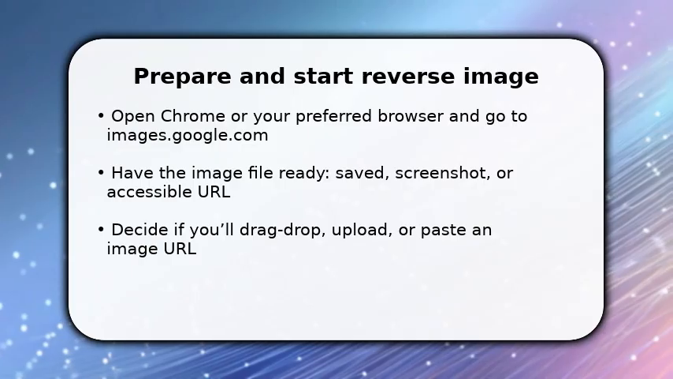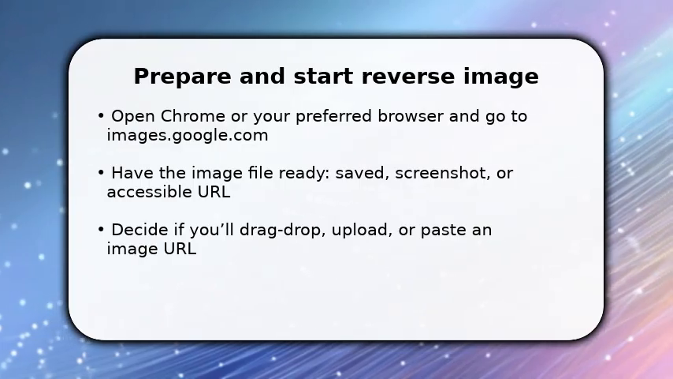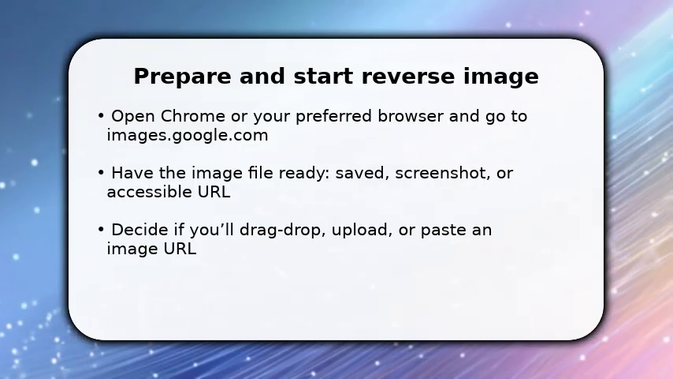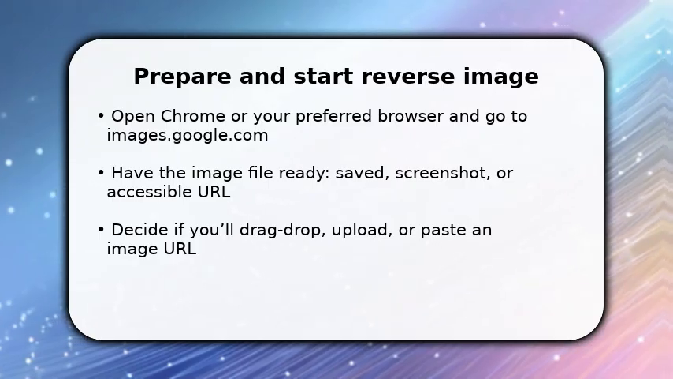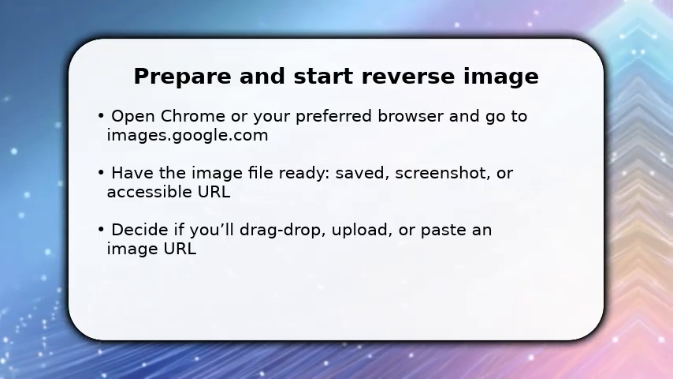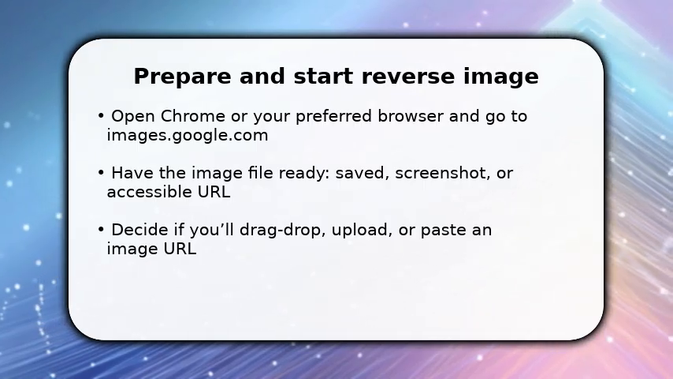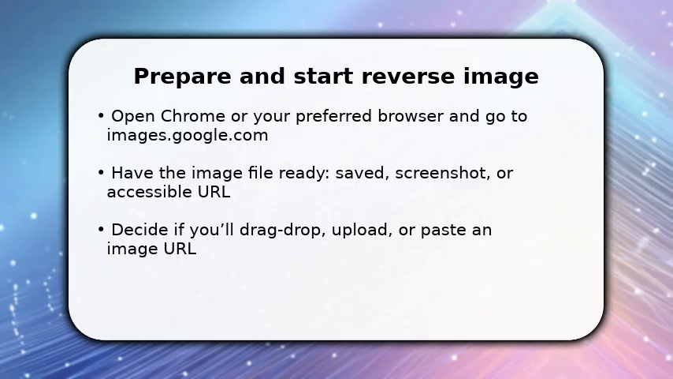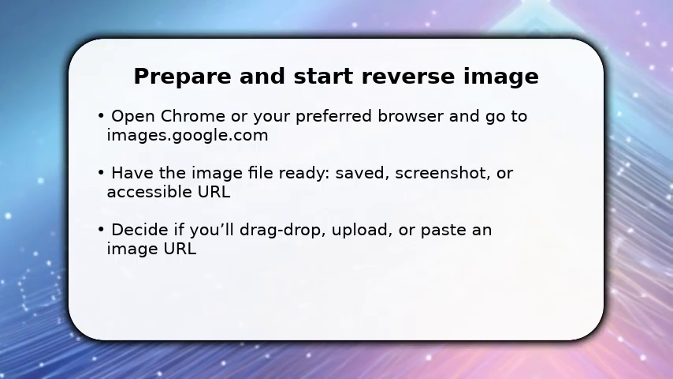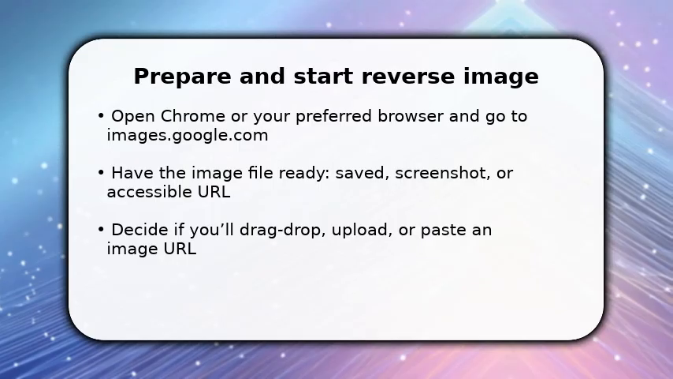You're starting with the image in hand. First, open Google Images and make sure you're signed into your Google account if you want search history. Once done, drag the image into the search box or click the camera icon to upload. You can also right-click any image in Chrome and choose Search Image with Google. This immediate action begins the analysis.